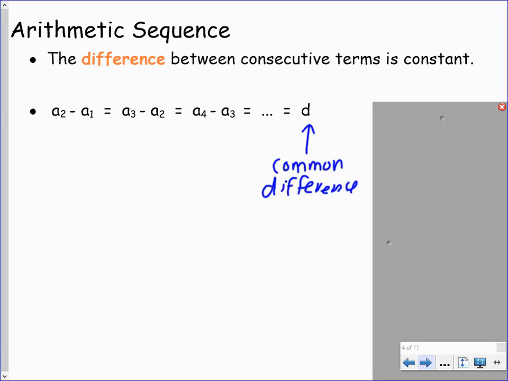If your numbers are going up from left to right in your sequence, your common difference should have been positive, because you're adding the same thing every time. If your numbers are going down from left to right, then your difference should have been negative. In order to say that the numbers are going down, you'd have to put a negative in front of your difference.